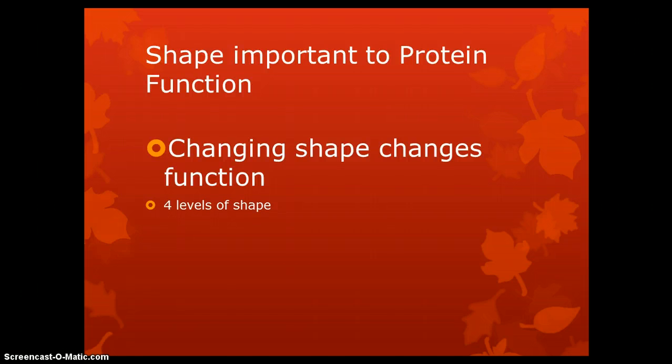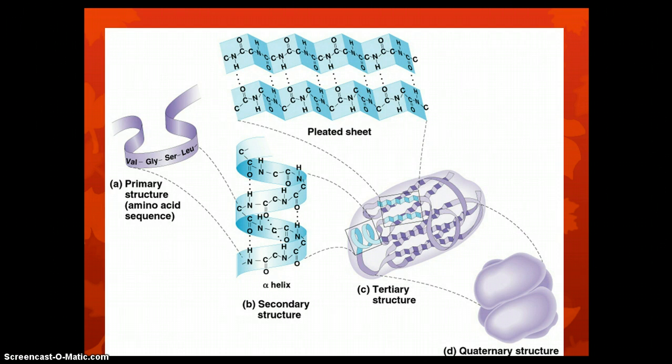There are four levels of shape to a protein. Each level depends on the level beneath it. Primary structure refers to the order of amino acids, because some are polar and some are nonpolar. Some have charges and others can form hydrogen bonds. Those sections of chains of amino acids fold into either helices or pleated sheets. This is called secondary structure.